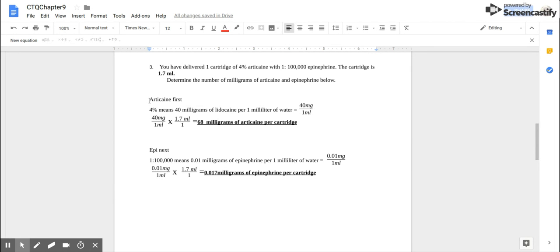So let's do the articaine first. So what's 4% mean? That's 40 milligrams of articaine per 1 milliliter of water. The mathematical equation looks like this: 40 milligrams over 1 milliliter of water. So you need to be able to get the equation here. The 4% is 40 milligrams over 1 milliliter times 1.7. Where did I get that 1.7? Right up here in the question, 1.7. So you multiply the 40 milligrams by 1.7 milliliters.